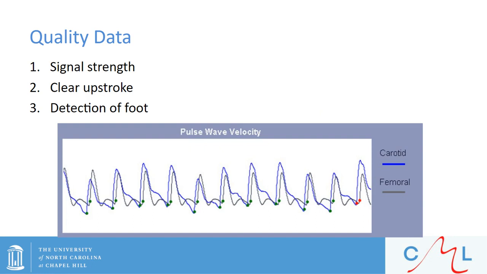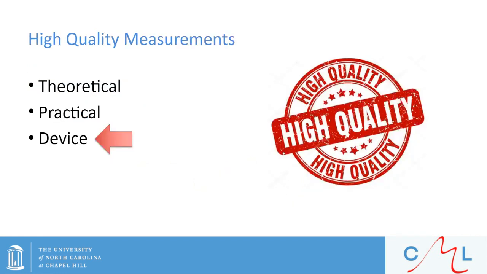To ensure that we are taking high quality measurements, we also need to make sure we can understand what is a good waveform or not in real time. So we want to look for adequate signal strength. We want to make sure that the waveform has a clear upstroke, and if the particular device does it, make sure that it is identifying the correct foot on the waveform.